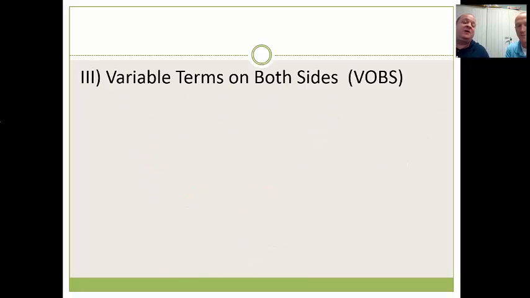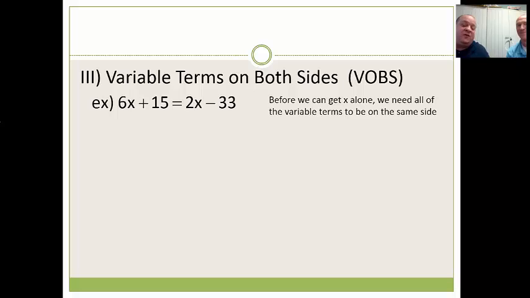Now, we have something called VOBs. That sounds awesome. VOBs. Maybe you'll remember it better as variable terms on both sides. So we have terms on one side, we have numbers on one side, we have terms on the other side, and numbers on the other side. So before we can get x by itself, we need to get the variable terms to be on the same side. So let's start out with the first part of the process here.